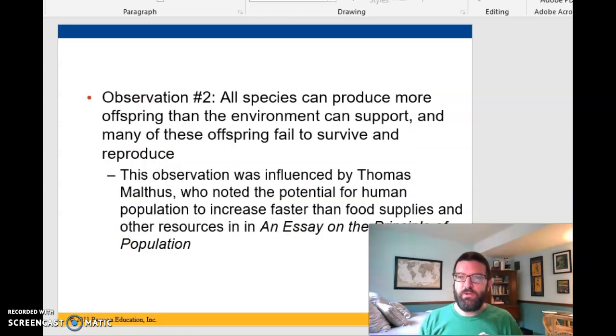Observation 2 was that all species can produce more offspring than the environment can support. And if that's the case, then there's competition for resources, and many of those offspring are going to fail to survive and reproduce. And Darwin noted this because he was reading a book by someone named Thomas Malthus called An Essay on the Principle of Population. And Malthus noted this for humans, right? He was a mathematician, and he noted that any positive growth rate, if held up consistently across generations, leads to exponential growth.